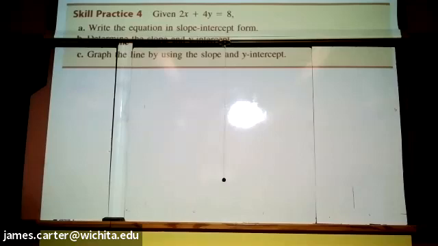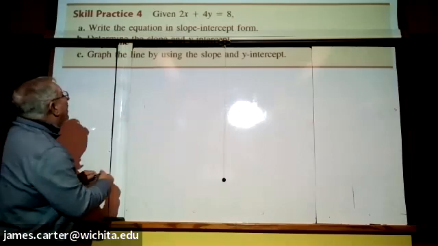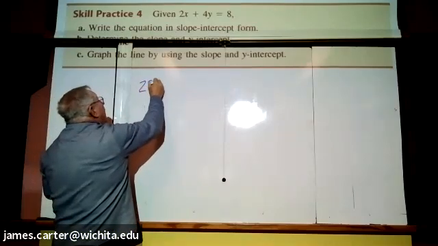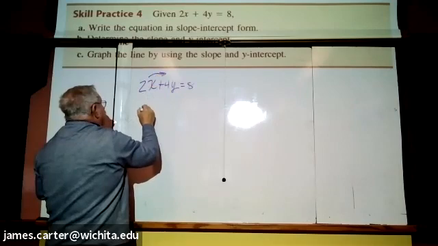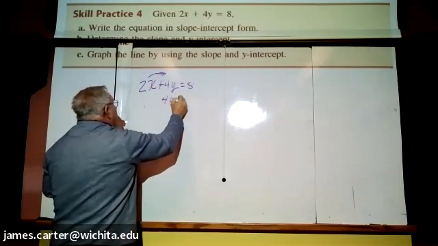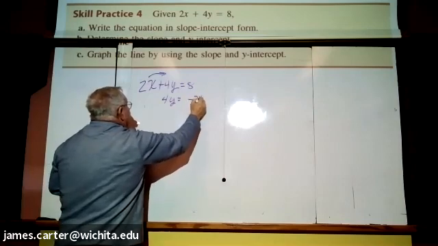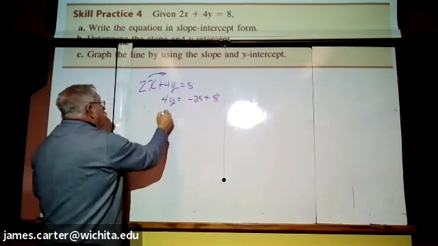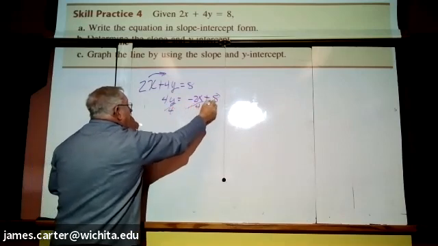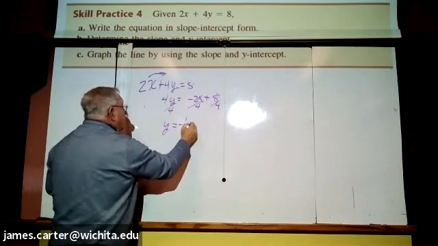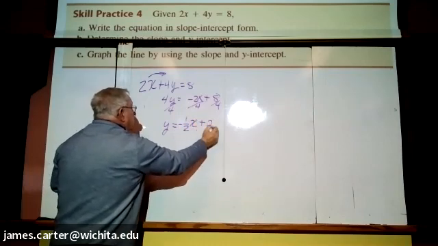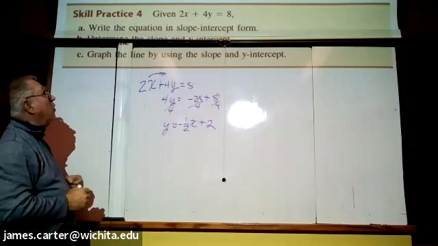Write the equation in slope-intercept form. Determine the slope and the y-intercept. Graph it. Okay, so let's do that. 2x plus 4y equals 8. I need to get the x's on the other side, so 4y equals -2x plus 8. Divide every term by 4. Y equals -1/2 x plus 2. That's the same equation we had before.